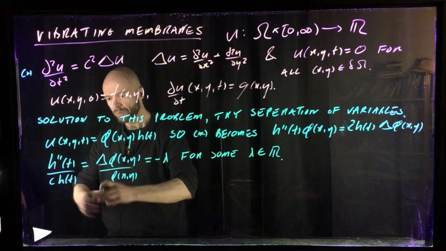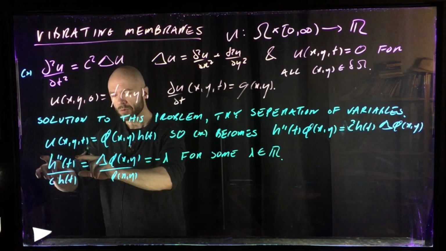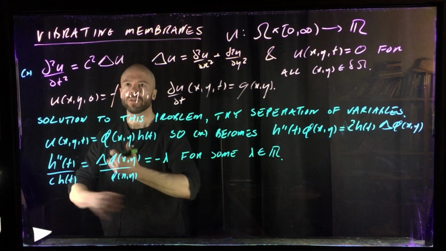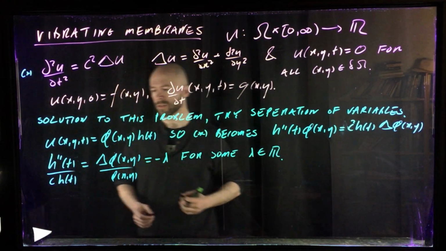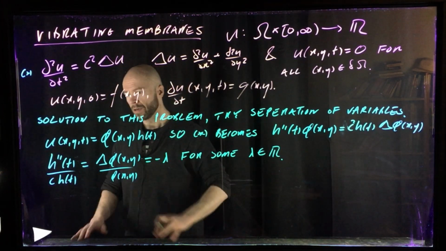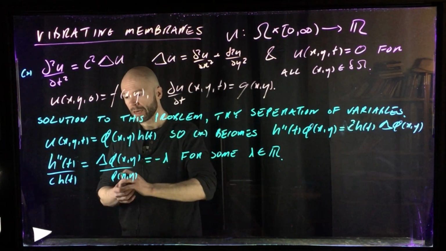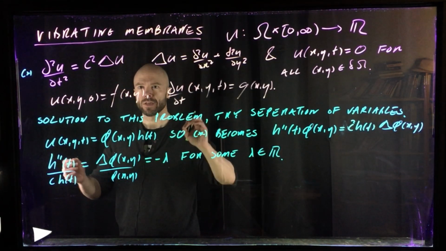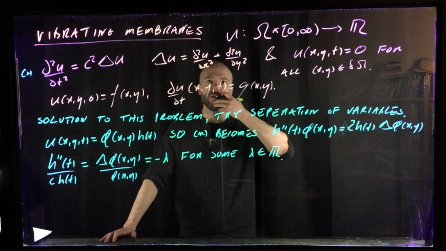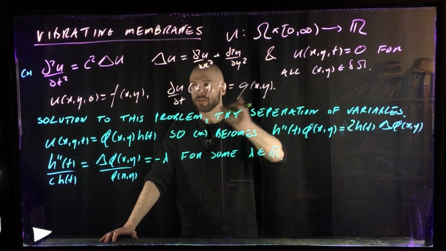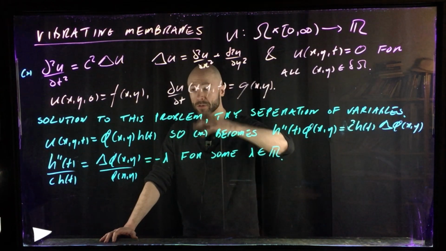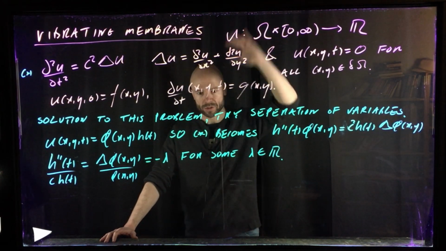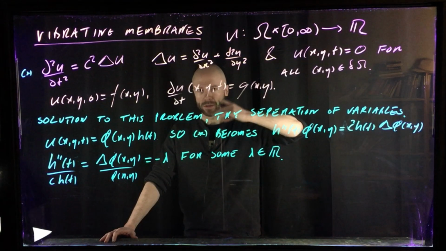Because if lambda is not positive, then the thing that will solve this will have to be a linear combination of hyperbolic sine or hyperbolic cosine. And in either case, we're going to have things that blow up to infinity as time increases. And that's not what we expect the solution to be. We don't expect the actual solution to just blow off to infinity. We expect it to remain bounded.